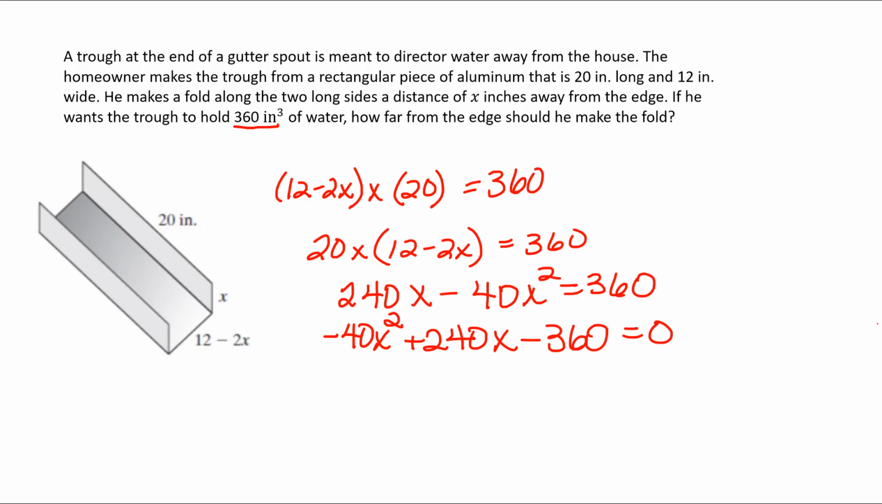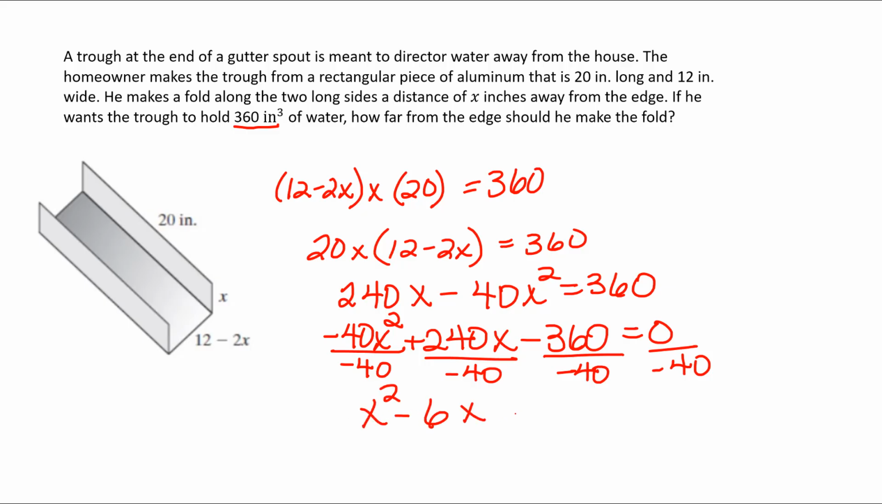So I can just divide this whole equation through by negative 40 to get rid of some of that mess. Because this is an equation, you are allowed to divide both sides of an equation by any non-zero number. So I'm just going to go through and divide everything by negative 40. And that'll make it look a lot better. So it'll be x squared minus 6x plus 9 equals 0.